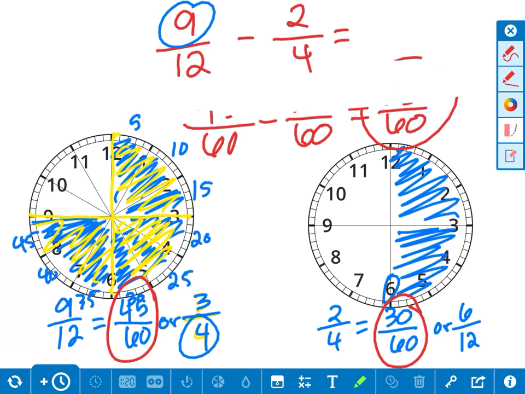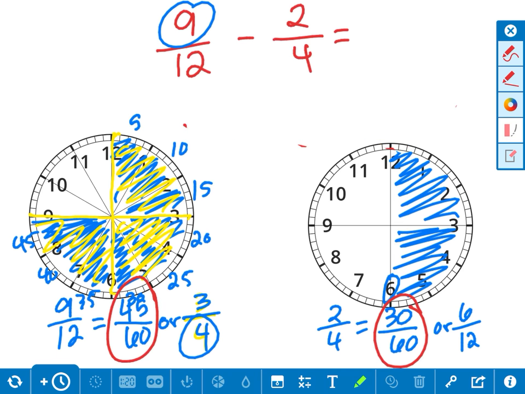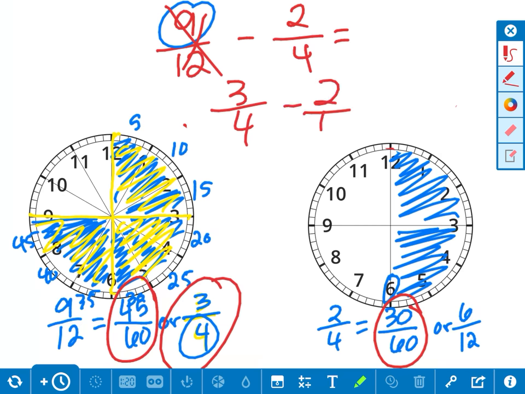Another way I can do this is I can do it by fourths. So I figured out that this clock over here, 9/12, also equals 3/4. Well, my first clock is 2/4. I'm sorry, my second clock is 2/4. So I could do 3/4 minus 2/4, and I would get 1/4.